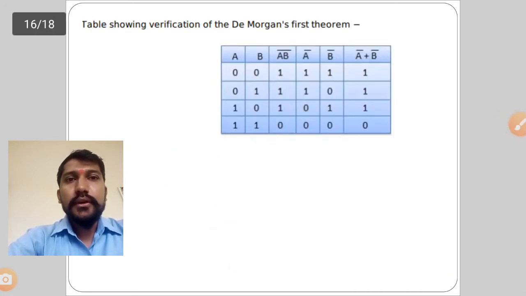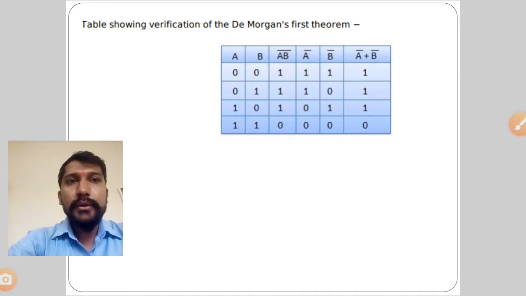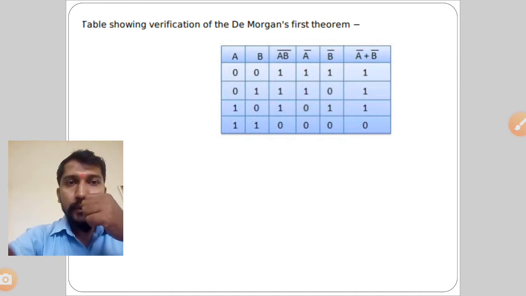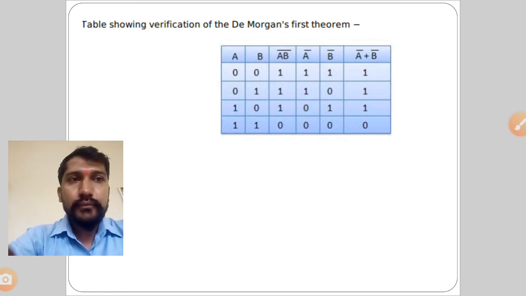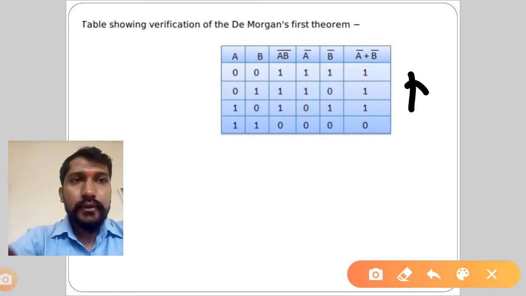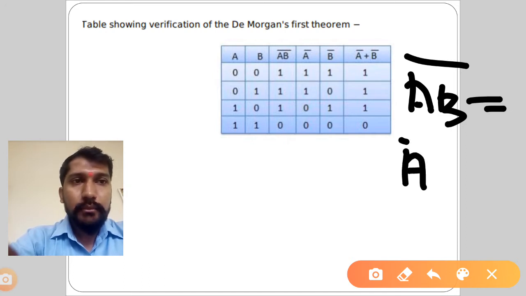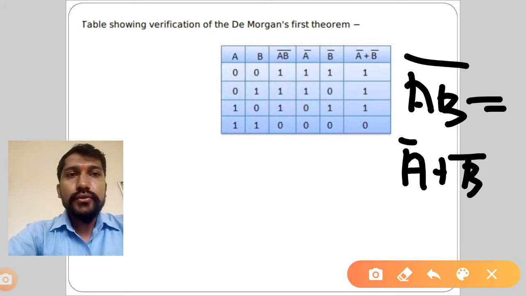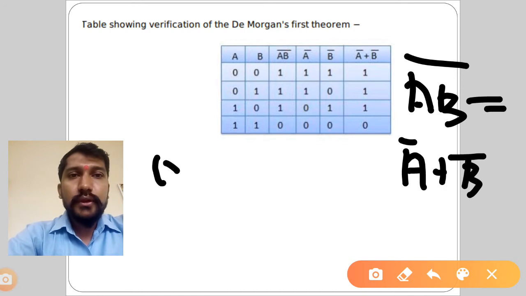So this is the De Morgan's theorem table. When I give A, B, the statement is with you. (A dot B) bar is equal to A bar plus B bar. Fine. So now we have to verify. I will be having A and B. I will be considering both A and B equal to 0. At that time, when both A and B are 0, what will that be?